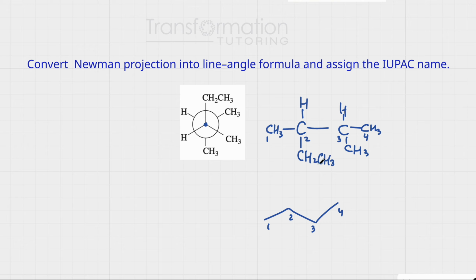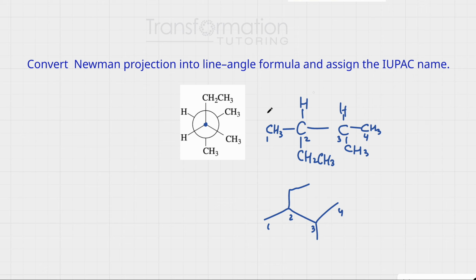Carbon 2 has an ethyl group, CH2CH3 group, so I'm going to draw an ethyl. And carbon 3 has a methyl group like this, and I have taken care of all of the atoms in this molecule, so this must be my line angle formula.